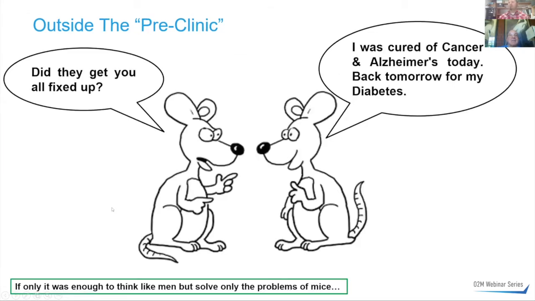So here's the outside the preclinic I'm going to be talking to today. And we have two mice. One's asking the other if they got him all fixed up. And he says, yes, cancer and Alzheimer's today, back tomorrow for a cure for my diabetes. So we've cured many diseases in mice. It is unfortunate we cannot think like men and women and solve only the problems of mice. We have to translate this out of preclinical work and into the clinic.